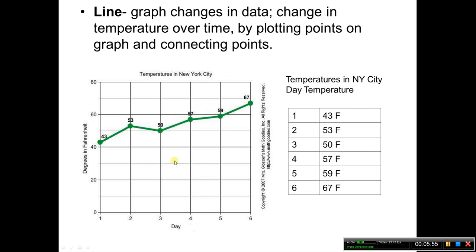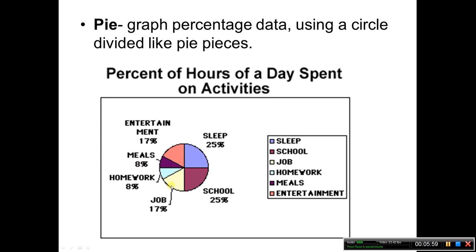Now that goes for line graphs and bar graphs, right? With pie charts, there's not necessarily axes, but you need to make sure you label all your percentages, right? If you don't label this 25%, I have no idea what you spent 25% of your time doing.